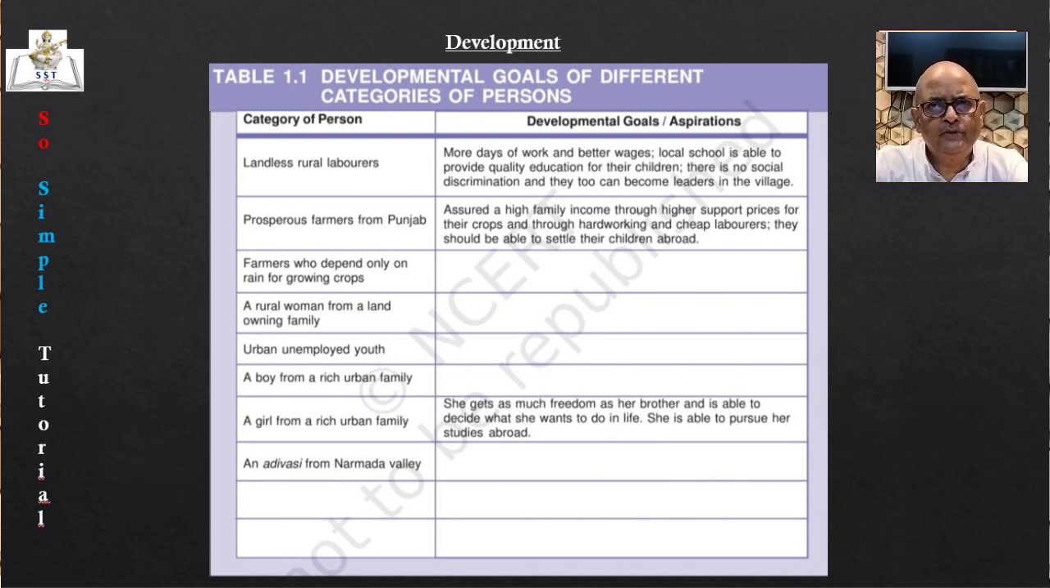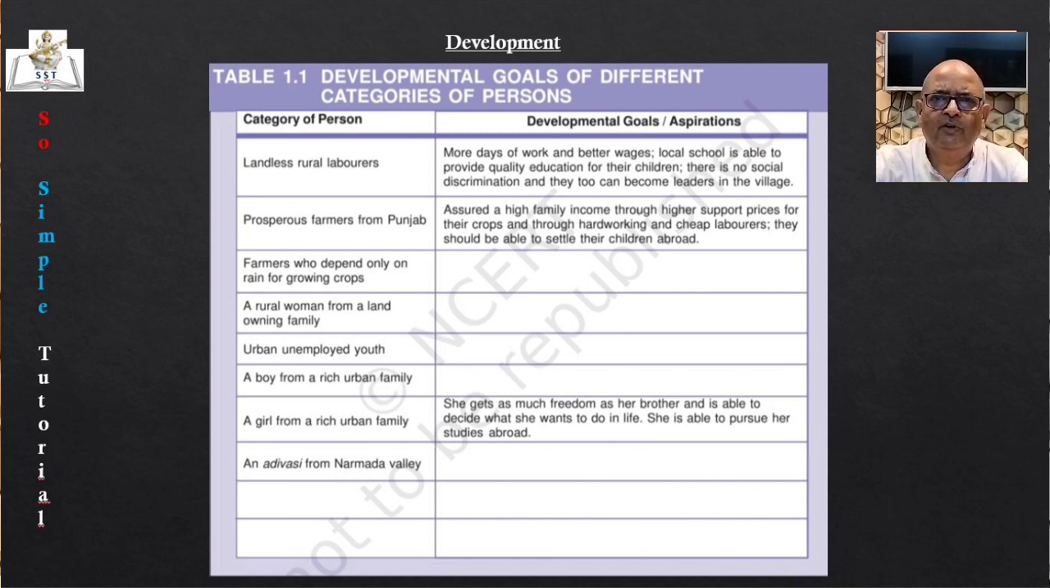Second, prosperous farmers from Punjab. What are their developmental goals? Assured high family income through high support prices for their crops and through hard working and cheap laborers. They should be able to settle their children abroad. Third, farmers who depend only on rain for growing crops. What they would like: availability of irrigation facilities, high yield of crop, more income, education for their children.